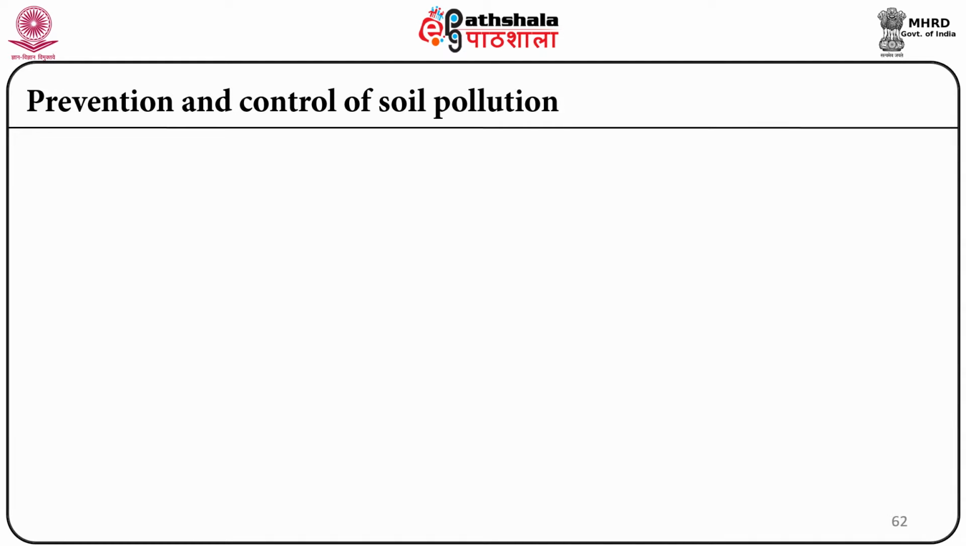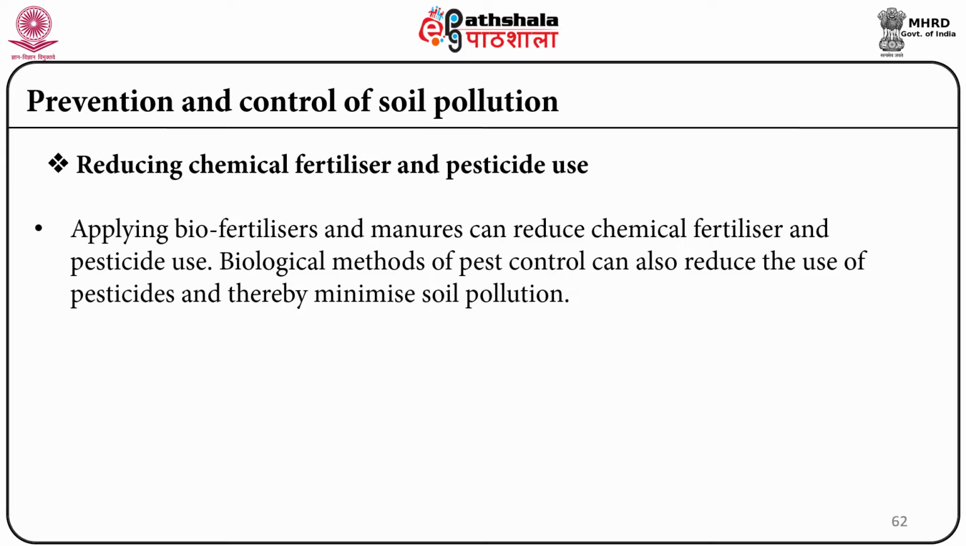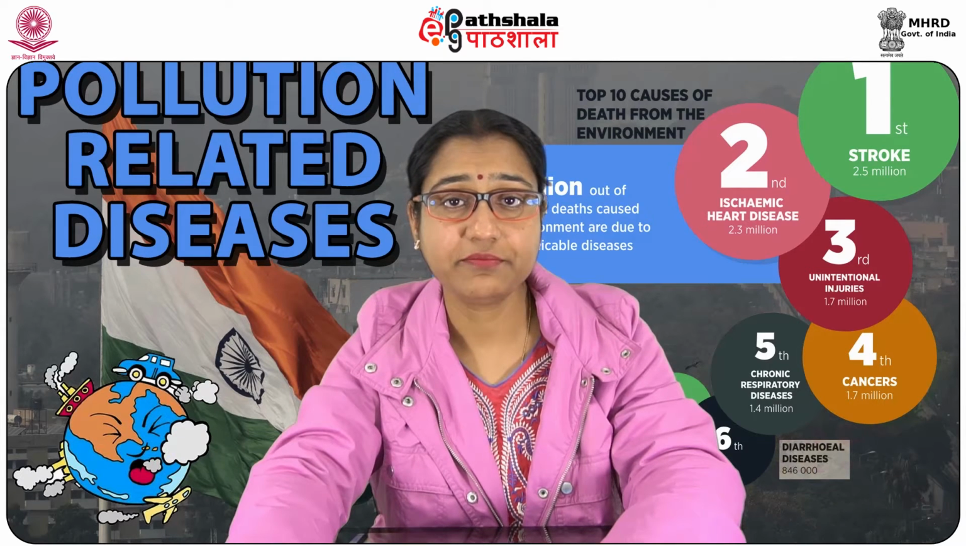Next is prevention and control of soil pollution. Applying biofertilizers and manures can reduce chemical fertilizer and pesticide use. Biological methods of pest control can also reduce the use of pesticides and thereby minimize soil pollution.